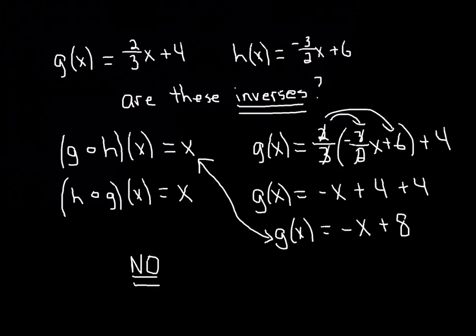Now, if g of h of x had equaled x, that doesn't automatically mean yes. You still have to switch it around and then do h of g of x to make sure that one is x as well. So you have to do the composition both ways, g of h of x and also h of g of x.